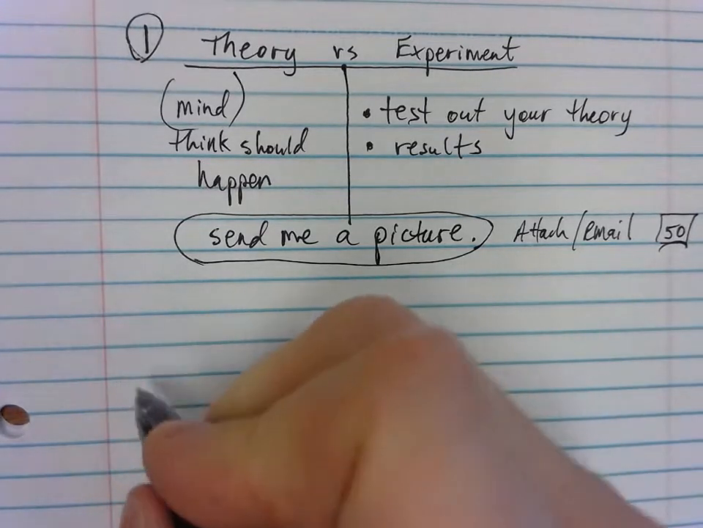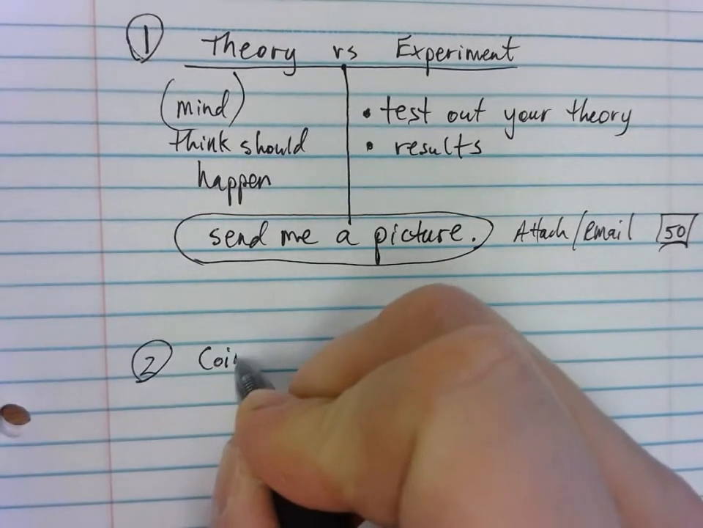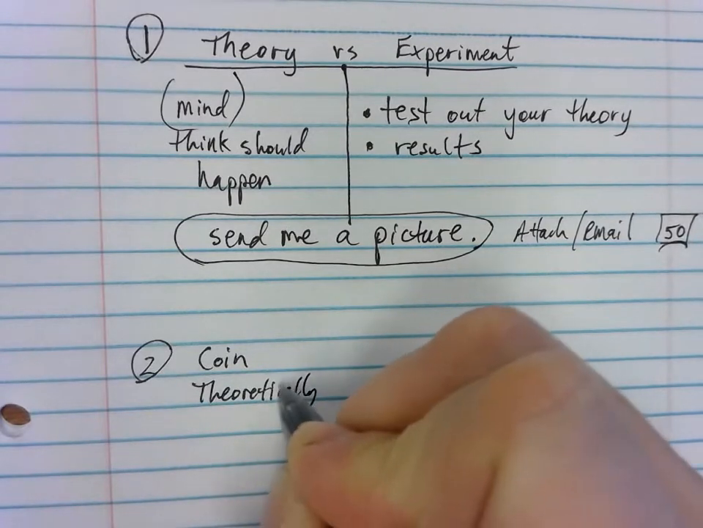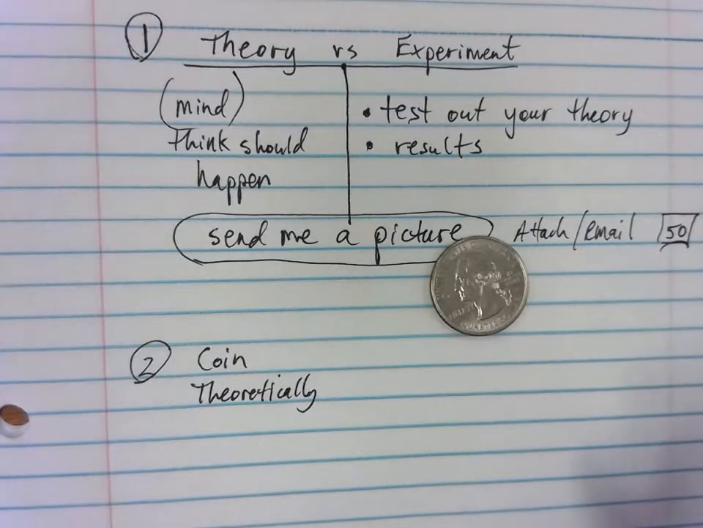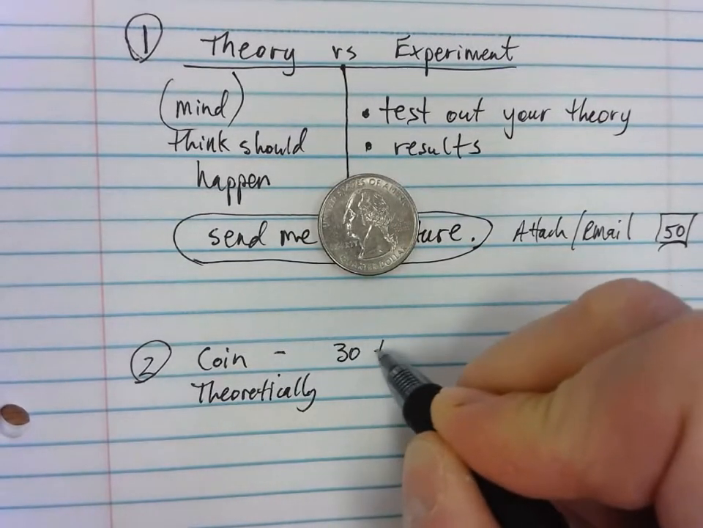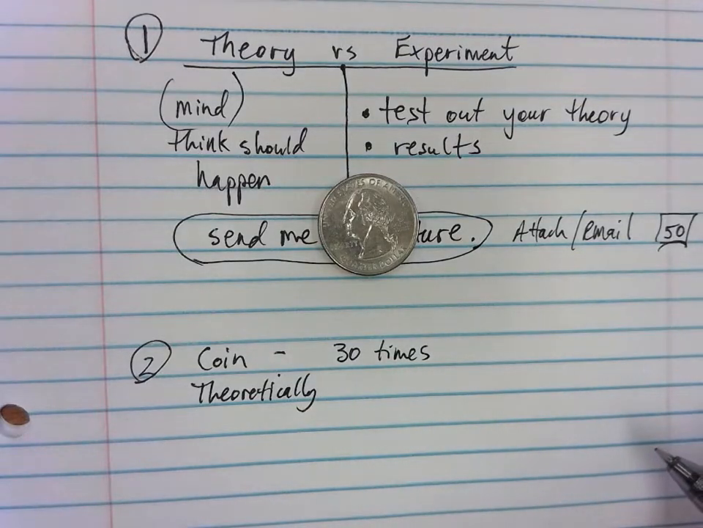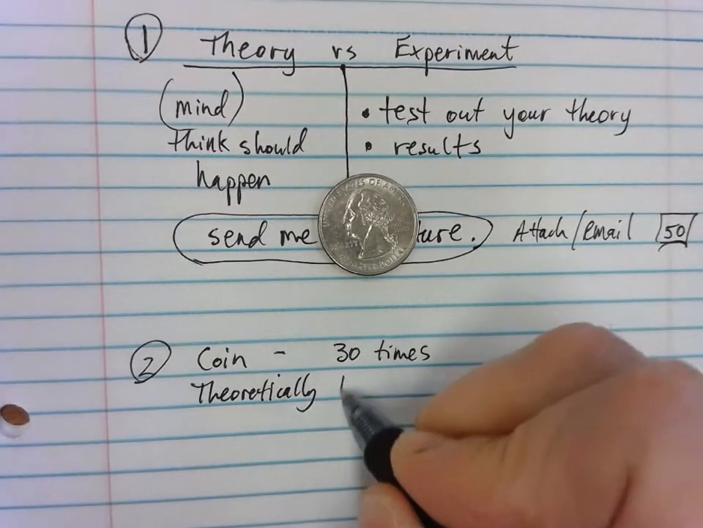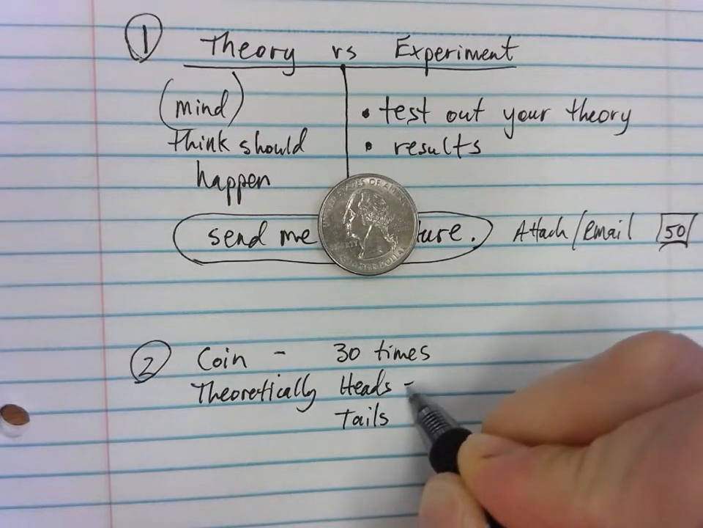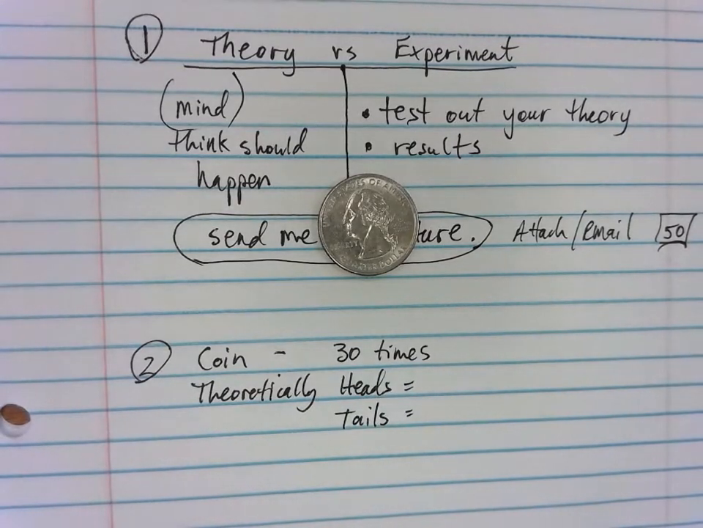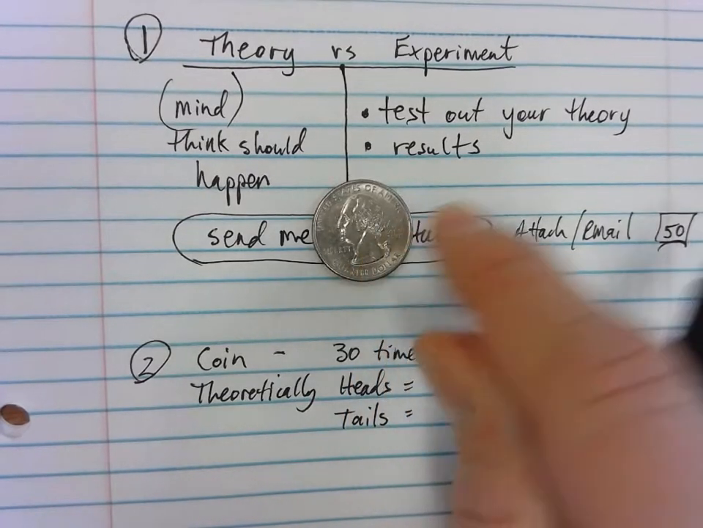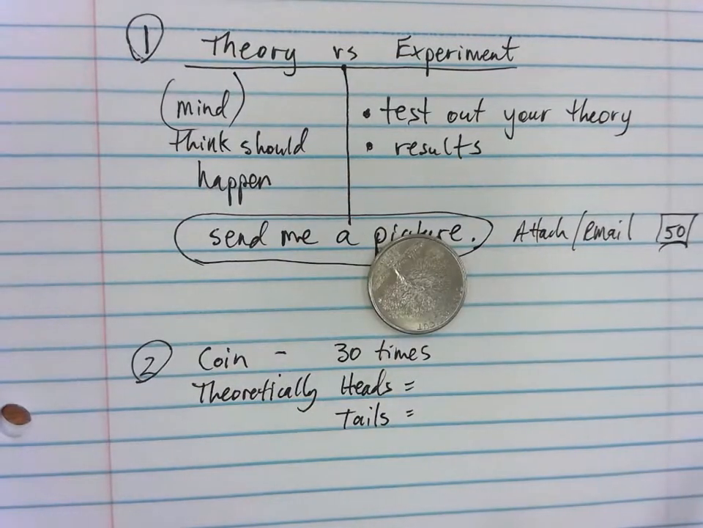So theoretically, let's talk about the coin. Let's say we flip the coin 30 times, okay? Theoretically, how many heads should I get? And how many tails should I get? Right? So theoretically, you should get how many heads, how many tails? All right. So there is a 1 out of 2 chance of getting heads. There is a 1 out of 2 chance of getting tails.